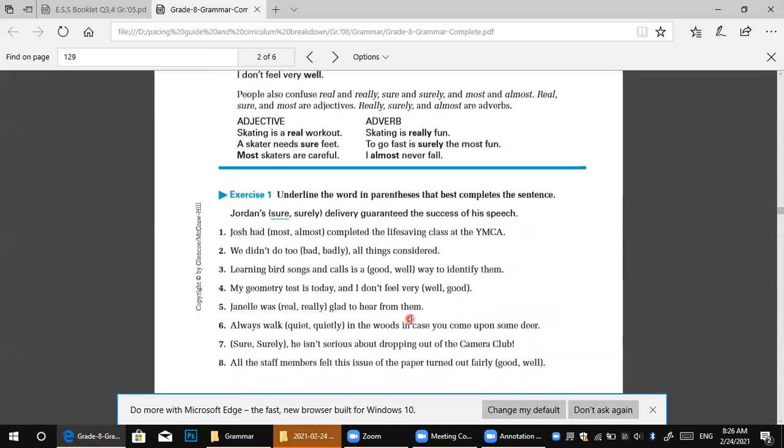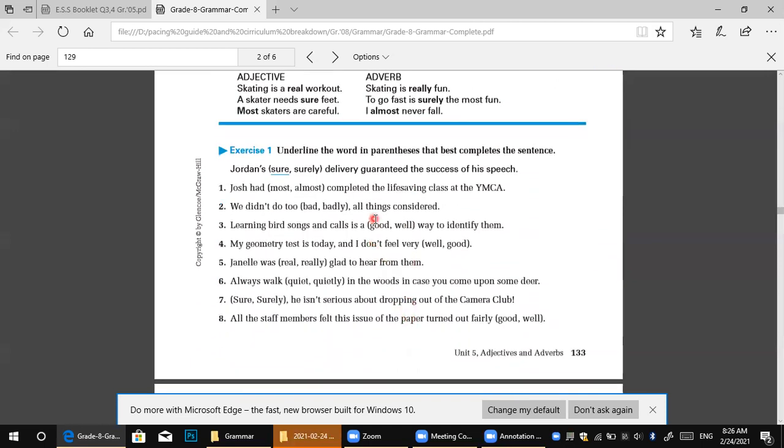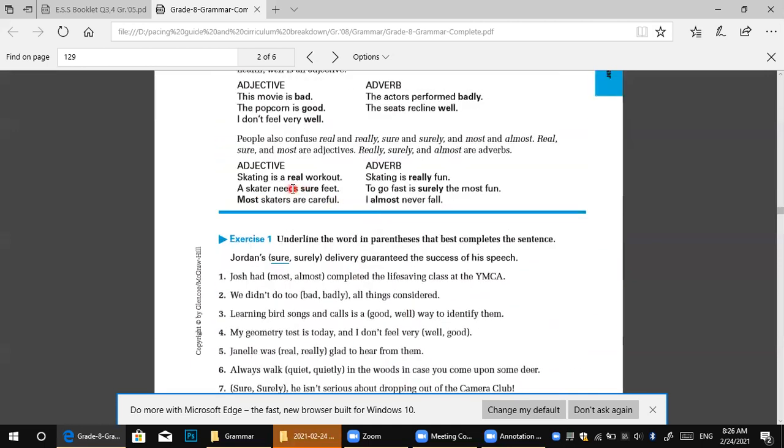Now let's underline the... Okay, let's try to see this. People also confuse real and really, sure and surely, most and almost. Real, sure, and most are adjectives. Really, surely, and almost are adverbs.